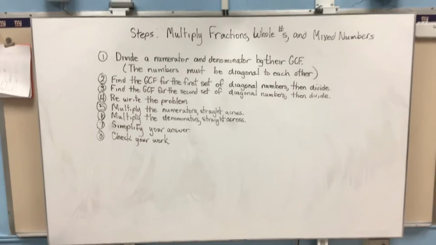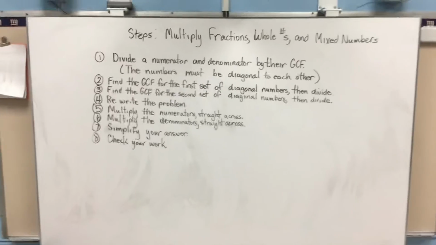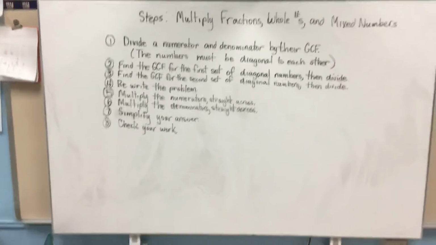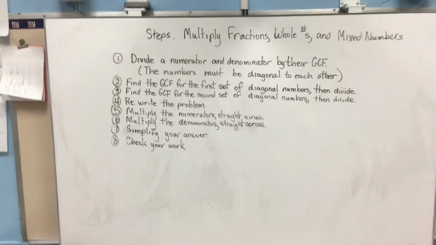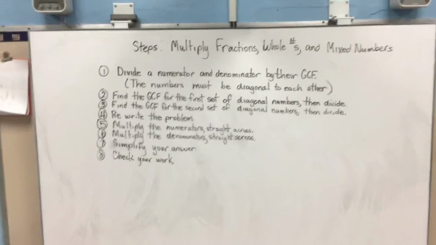Multiply the numbers straight across. Same thing with the denominators. Multiply those numbers straight across, and you should have a brand new fraction. Or improper fraction. Whichever the case may be, make sure you follow step 7, which is simplify your answer.